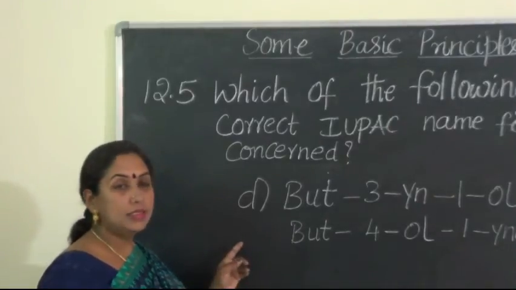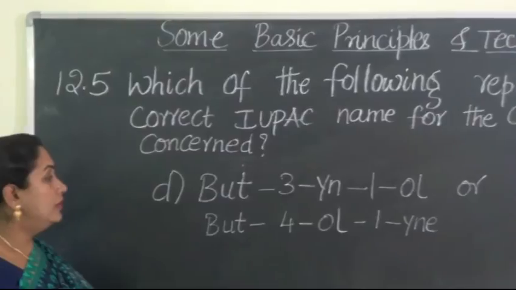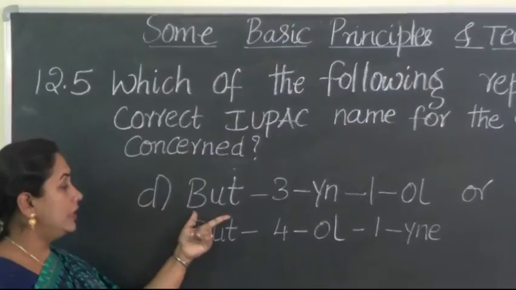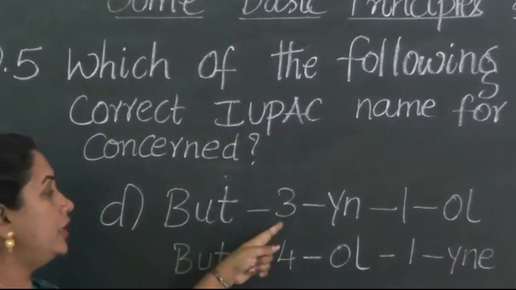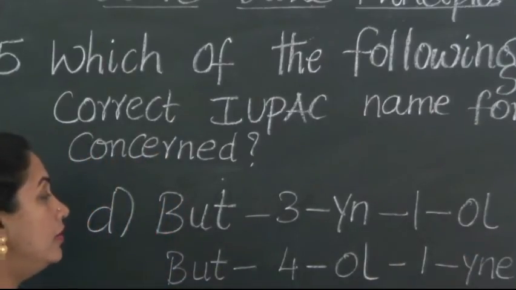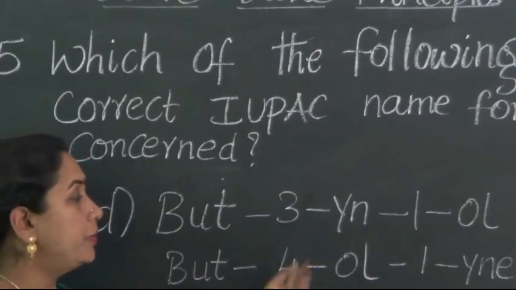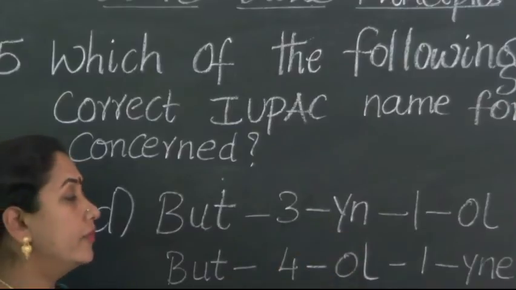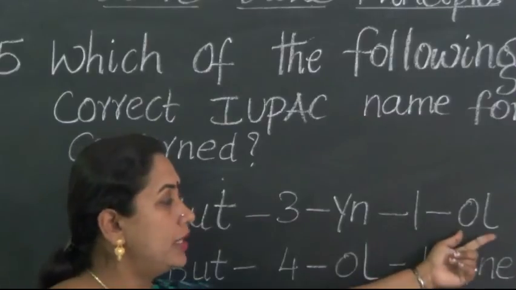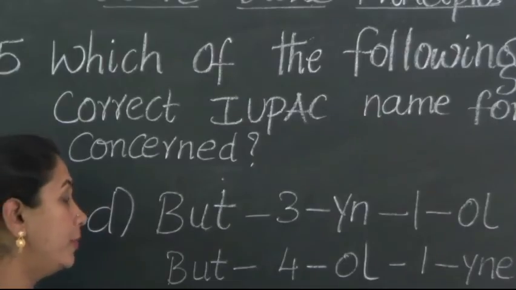Now let us discuss part D of the same question 12.5. Now look at these two names given to us. The first name given is but-3-yn-1-ol, which means between the third and the fourth carbon atom position there is presence of a triple covalent bond, and with respect to the first carbon atom there is presence of the OH group, the hydroxy group or the alcohol group.